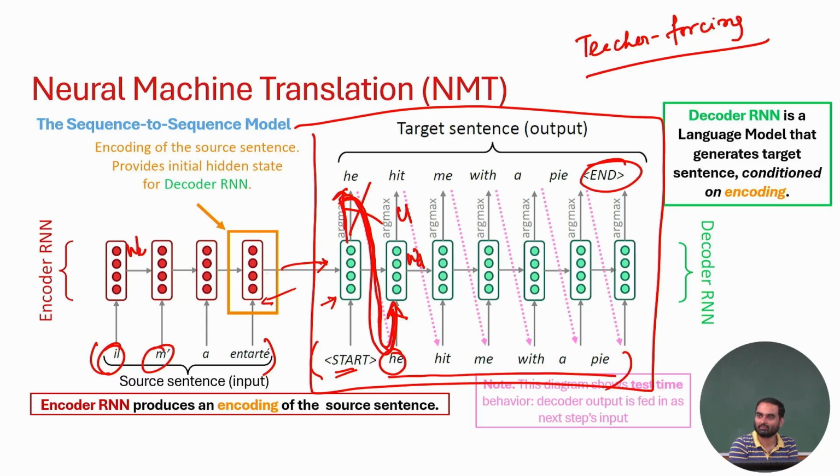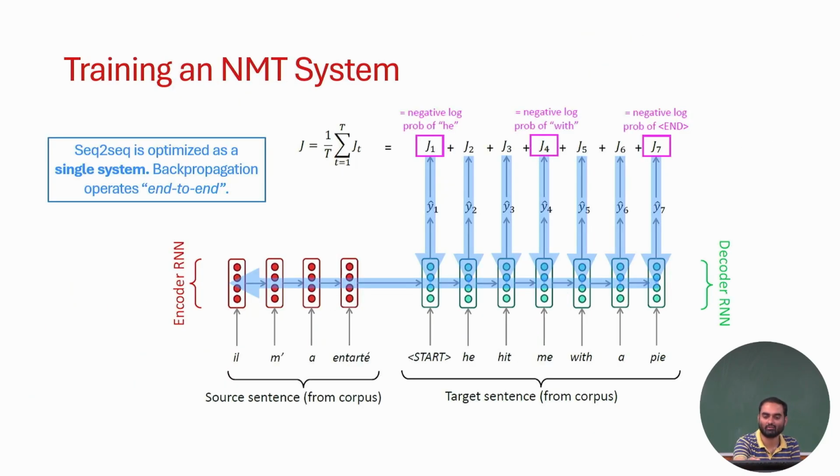And how do you calculate the loss? At every position, you will calculate the loss, the cross entropy between the actual word which needs to be predicted and the word that you have predicted. For example, here at this position, if you predicted I and you should have predicted he, the cross entropy between I and he would be the loss here. You keep on adding the loss value at every state, and that's going to be your total loss.